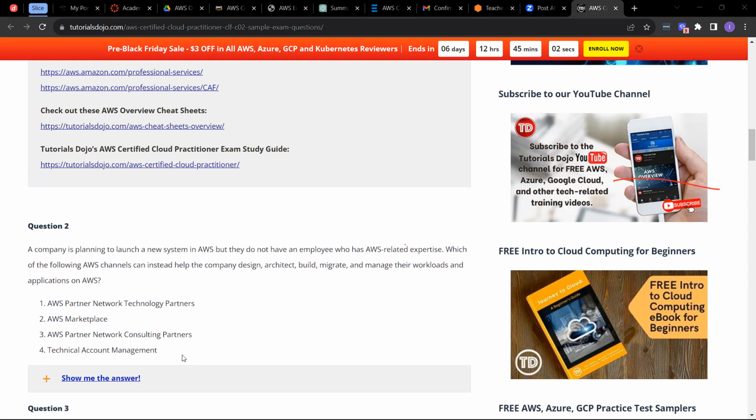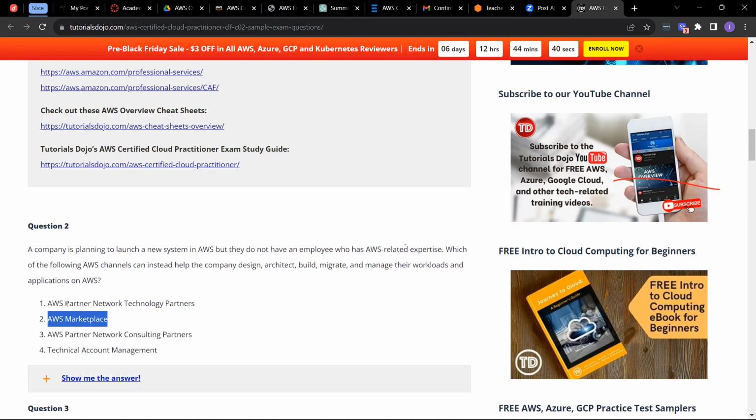So this one is hard. Marketplace, no joke, this is hard. Yeah, marketplace should be out. I'm thinking it's 1 or 3. I'm also looking at 4. Is it not 4? I'm also looking at 4.